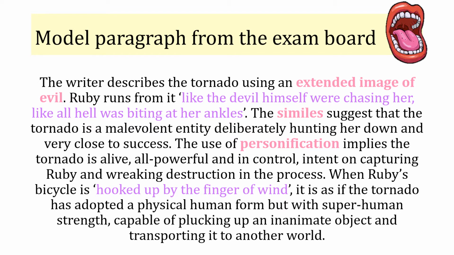The simile suggests that the tornado is a malevolent entity deliberately hunting her down and very close to success. If you're not sure what malevolent means, it means evil. The use of personification implies the tornado was alive, all-powerful and in control, intent on capturing Ruby and wreaking destruction in the process. When Ruby's bicycle is hooked up by the finger of the wind, it is as if the tornado has adopted a physical human form with a superhuman strength, capable of plucking up an inanimate object and transporting it to another world. So obviously that's a really good answer. So we're going to go on and look at the mark scheme to see why that would be top band.